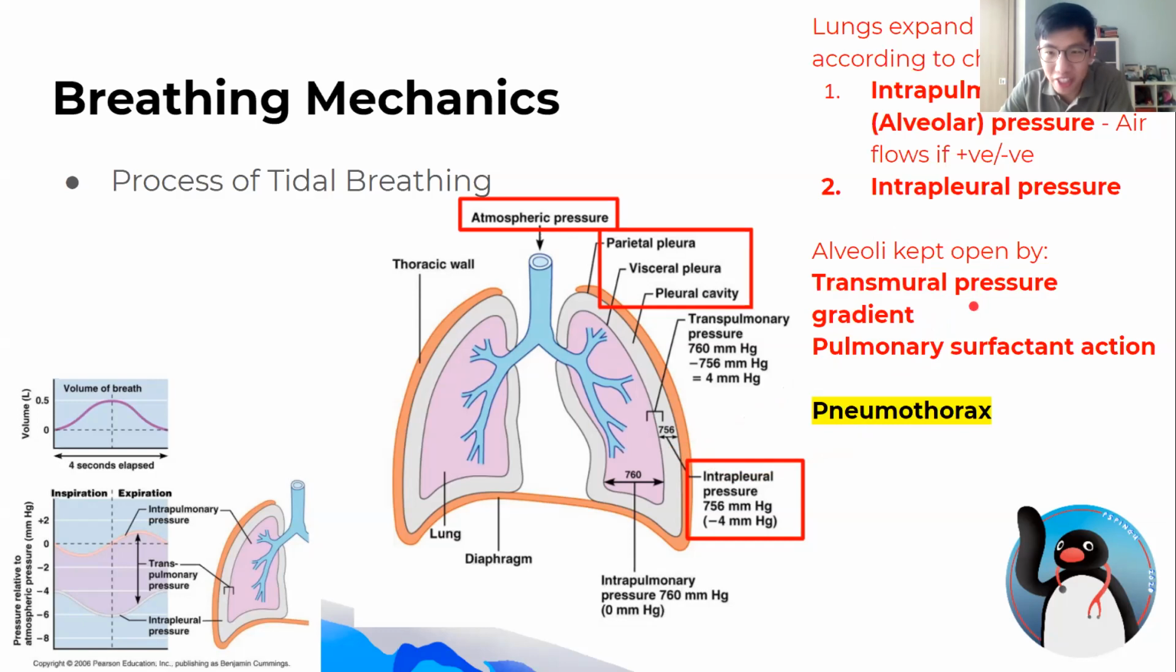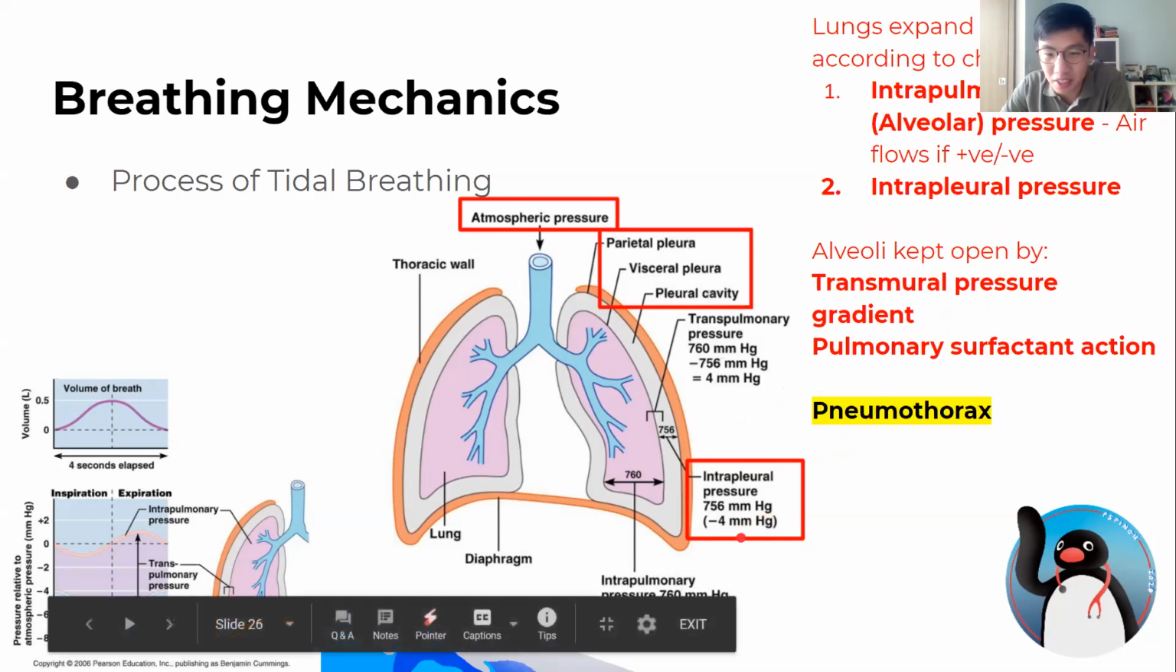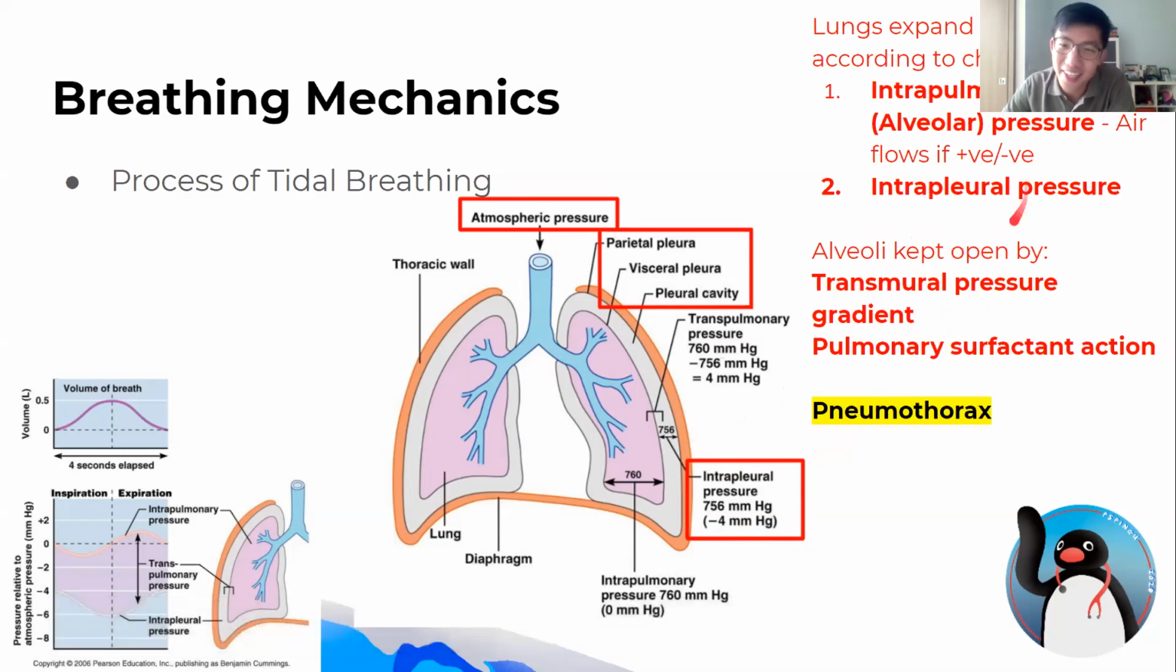So what is the transmural pressure gradient? It's essentially alveolar pressure minus intrapleural pressure, which is also 4 millimeters of mercury, because alveolar pressure is equal to intrapulmonary pressure, right? The lungs is the alveoli. Then there's also pulmonary surfactant action, which we'll go through at a later time. But essentially the alveoli have myocytes, which will come out in the exams. Type 2 myocytes in particular produce surfactant, which maintains the surface tension of the alveoli and prevents it from collapsing. So that is the clinical relevance of it.